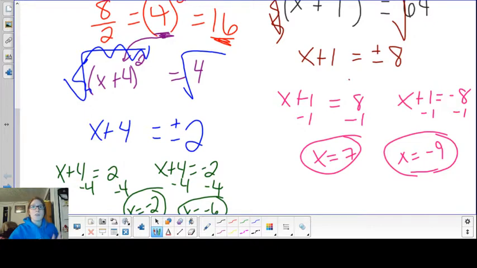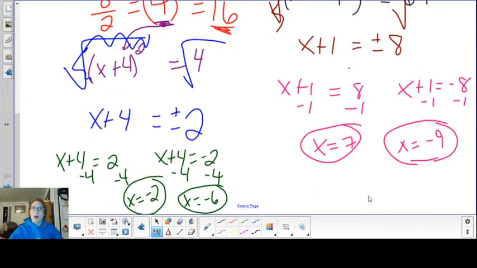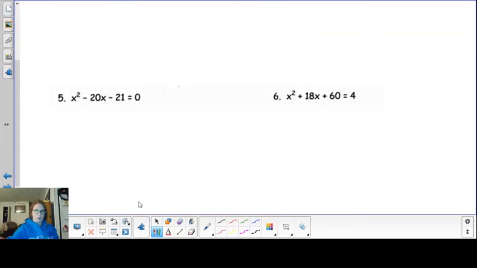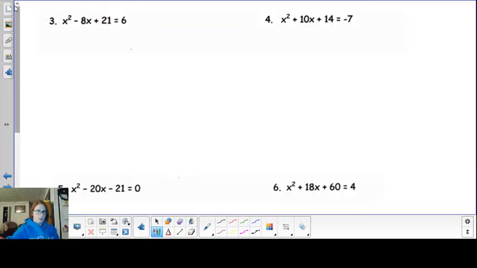Now I know this isn't the easiest. It's a process. The only way to improve a process is to practice that process. So we're going to go through some more. We're going to do these together. Okay.